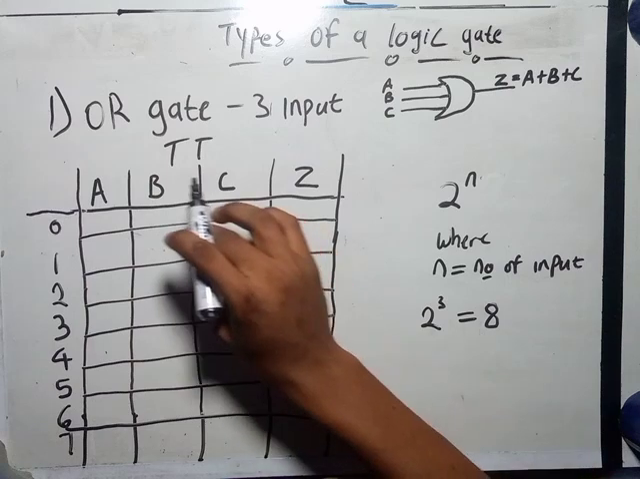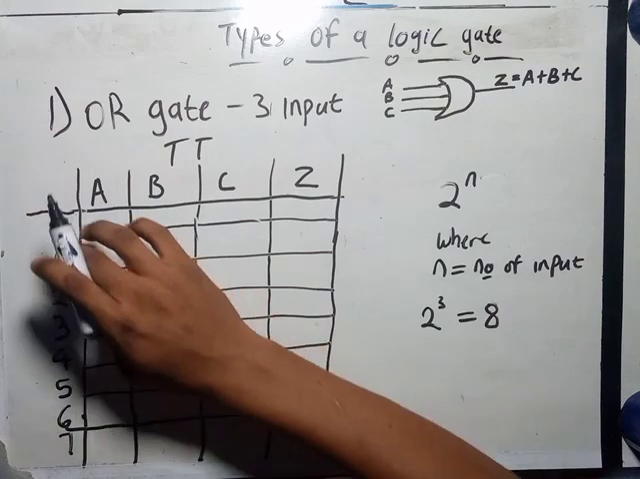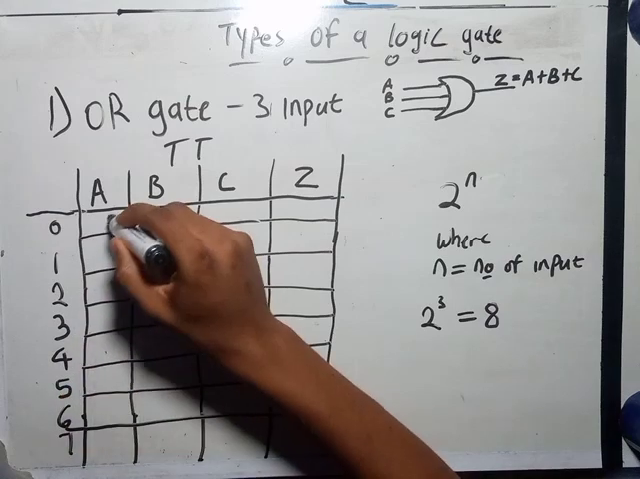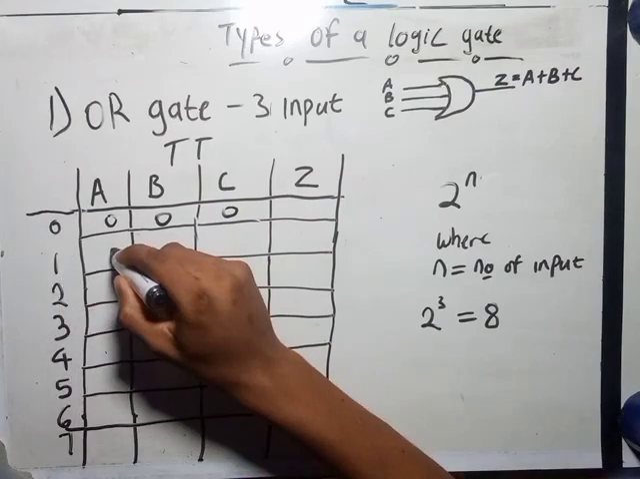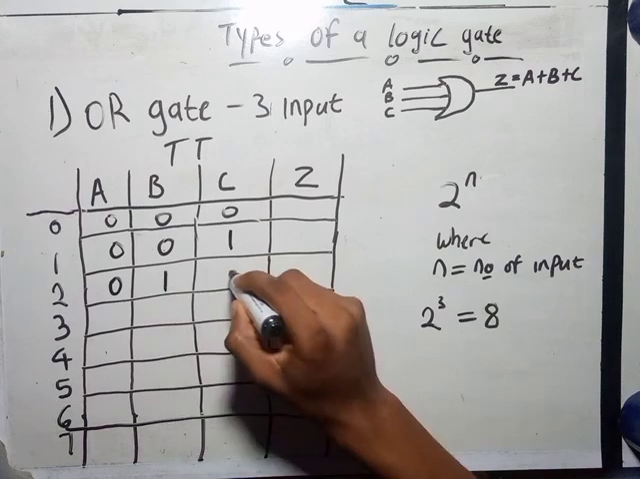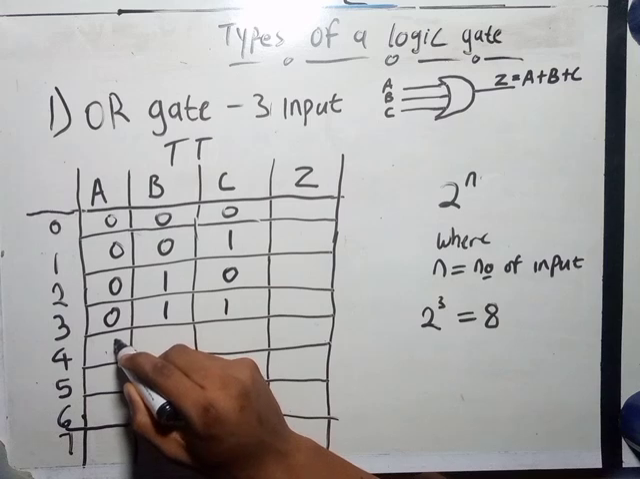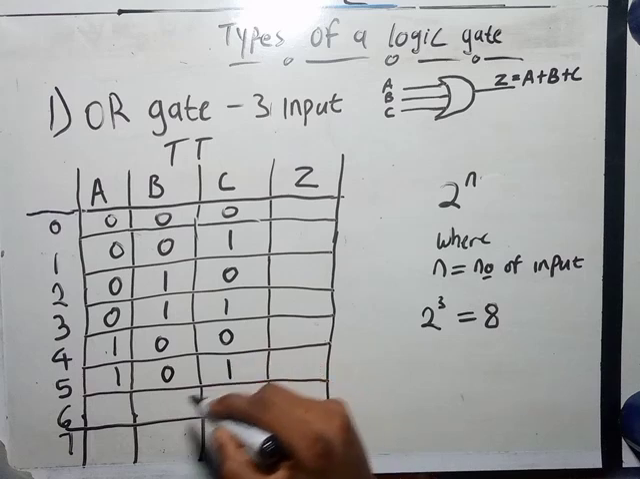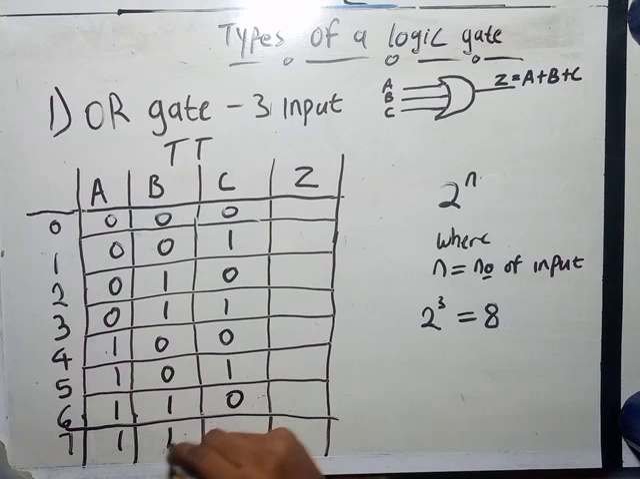Now, for your OR gates, I'm trying to represent the whole of this in its binary form. For your 0, in its binary form, you have 0, 0, and 0. That's for your input. For 1, you have 0, 0, 1. For 2, you have 0, 1, 0. For 3, you have 0, 1, 1. 4, 1, 0, 0. 5, 1, 0, 1. 6, 1, 1, 0. And our final boss, 1, 1, 1.